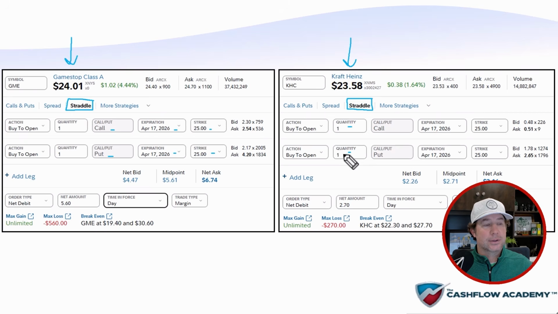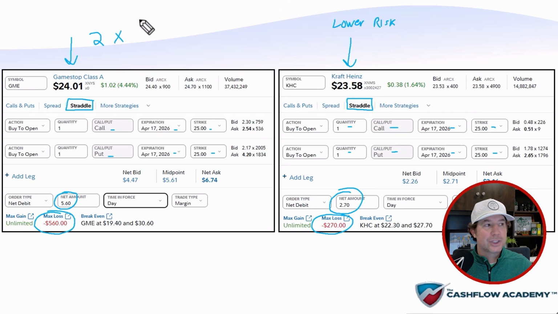Well, why are these straddles different? They're identical straddles. We're buying a call and a put with the same expirations, with the same strike prices. Why is Kraft Heinz going for $270, that's $270 of cost, where GameStop's is going for $560, that's $560 of potential risk? Why, with the stocks similarly priced, is GameStop's straddle 2 times more money and therefore 2 times more risk? This one has lower risk and this one has higher risk.